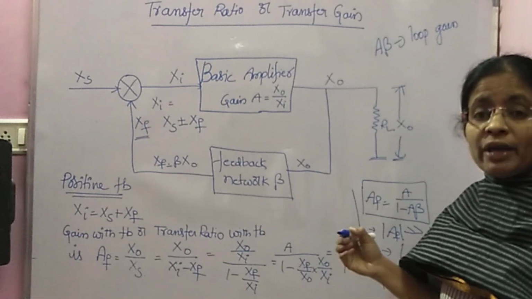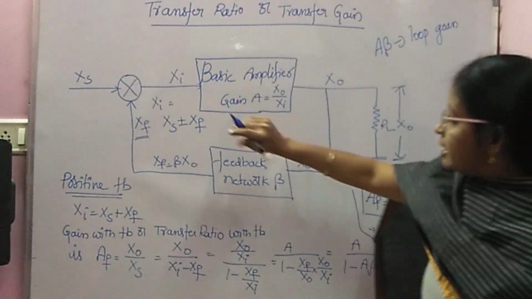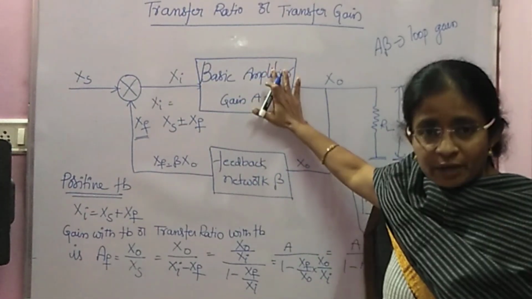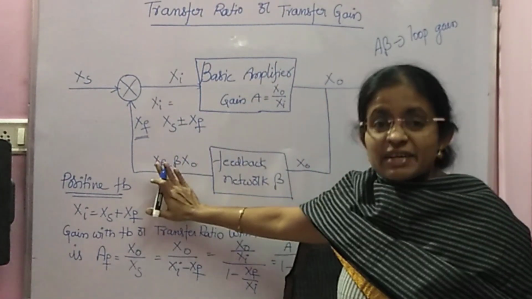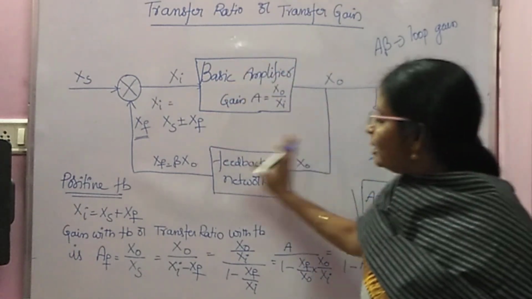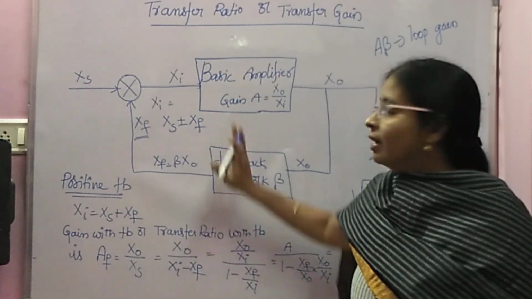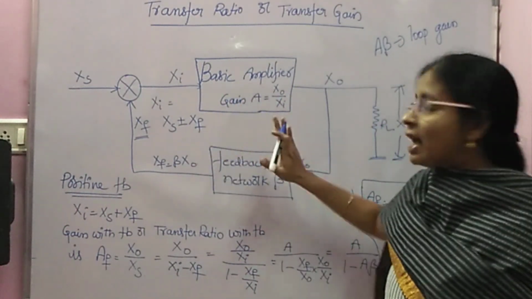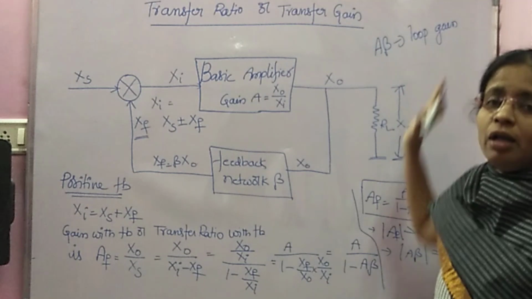A beta is called loop gain. Why is it called loop gain? See here, this is a loop. For this loop, this is called the forward path and this is called the reverse path. In the forward path, the gain is A and in the reverse path, the gain is beta. So totally for the loop, what is the gain? A into beta. So that is the reason A beta is called loop gain.